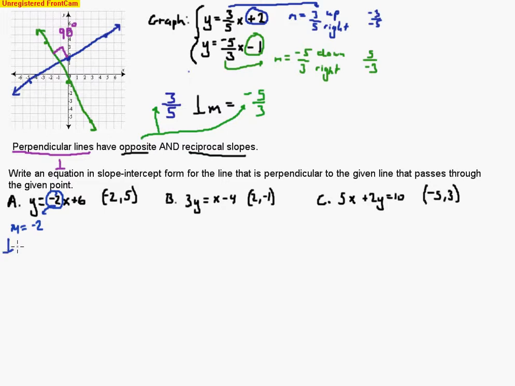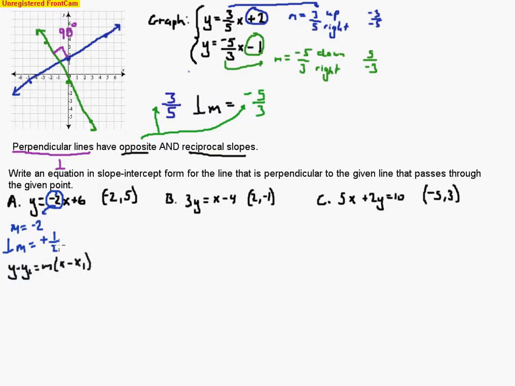So the perpendicular slope equals, well, it's the opposite sign, so it's positive, and it's the reciprocal. So it's 1 over 2. So 1 over 2, that's the slope I'm going to end up using. So we're going to end up writing out our point-slope formula, y minus y1 equals m times x minus x1.